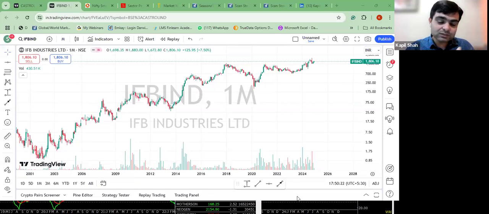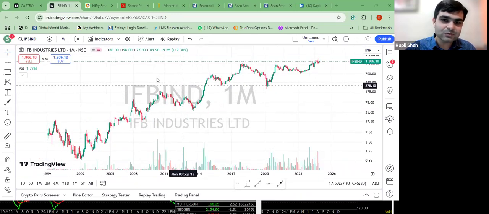The chart that I was sharing with you, the long consolidation patches and the broader development. So I can see this particular stock.